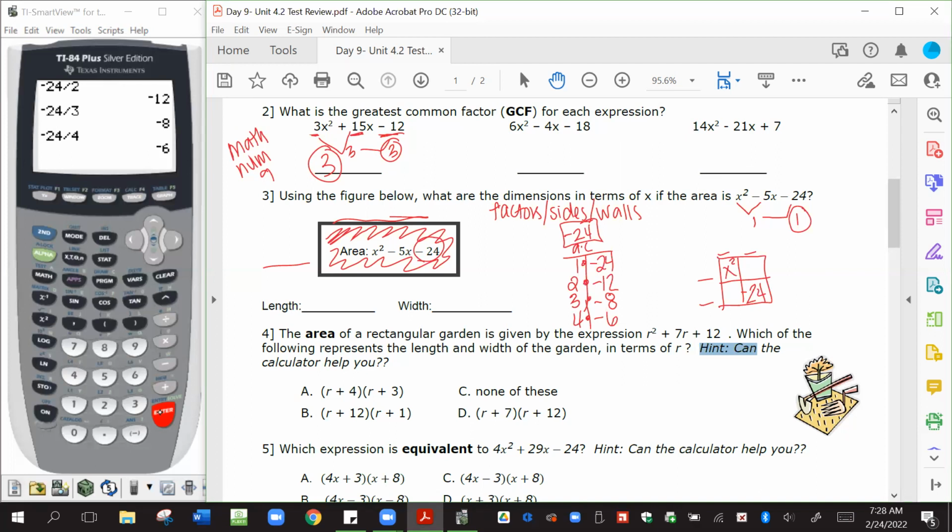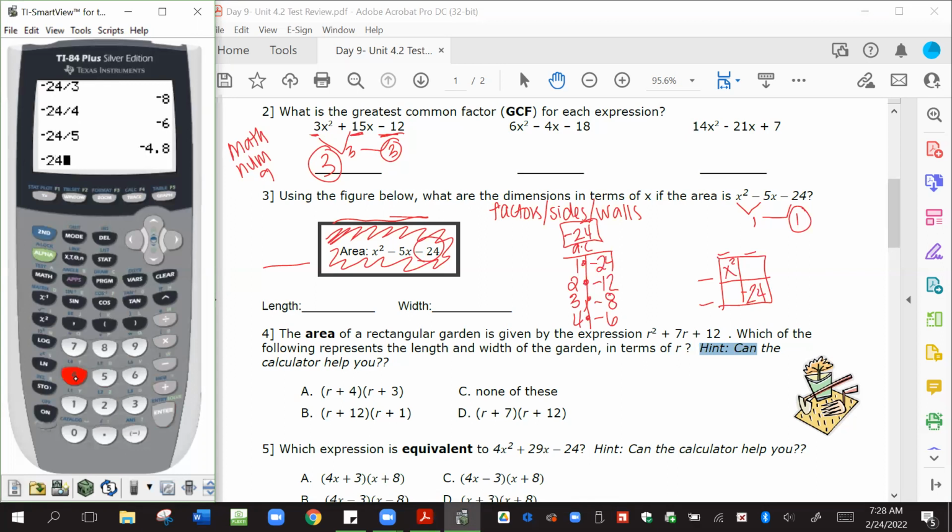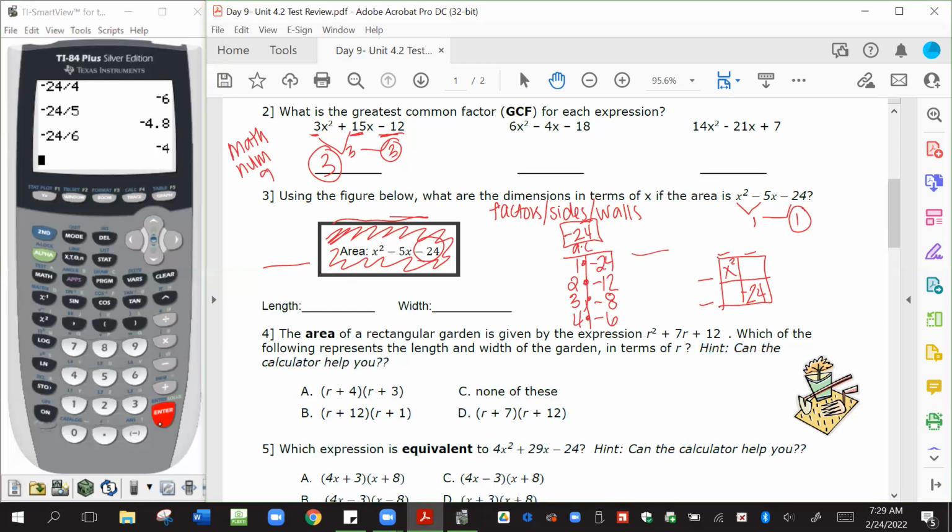I have to keep going, I think. Negative 24 divided by 5. That's a bad one. Negative 24 divided by 6. So, all right, well, I'm running out of room, so I'm going to do another t right here. I'm going to do 6 times negative 4. Remember that I'm trying to get to a negative 5. Oh, I found it. This one right here.